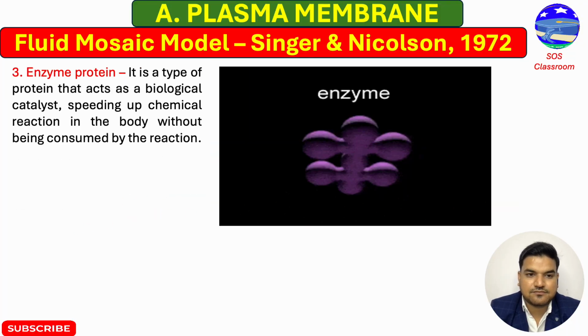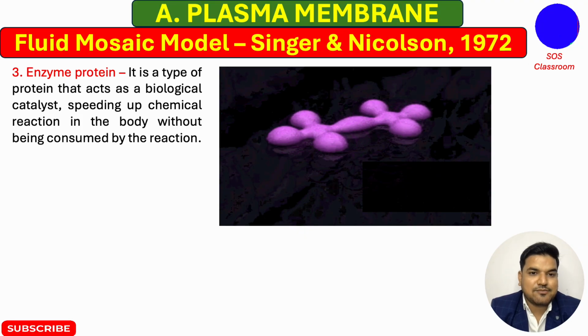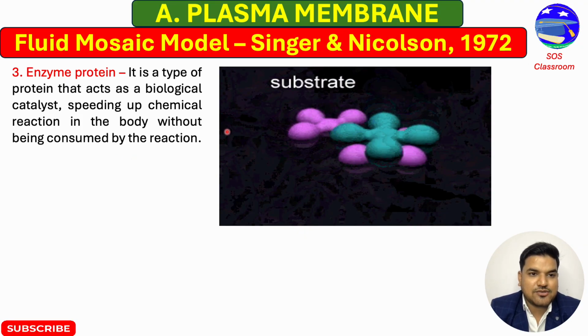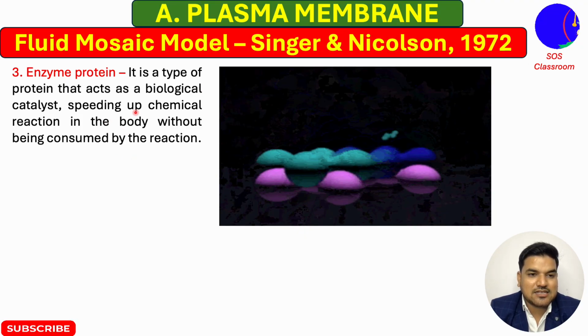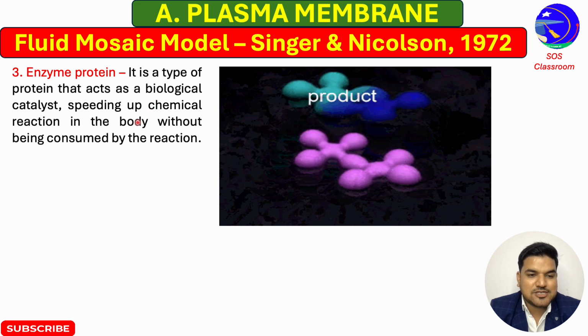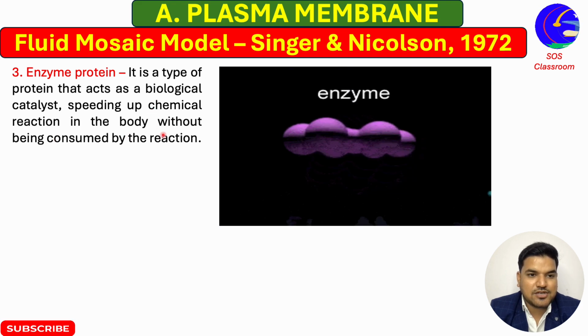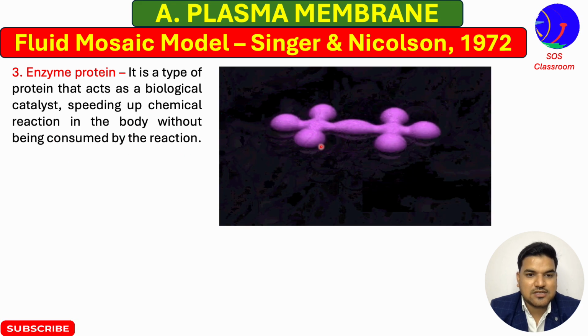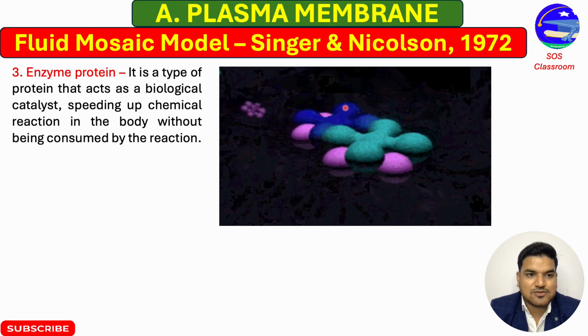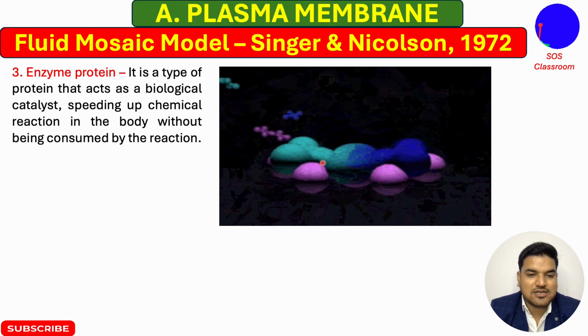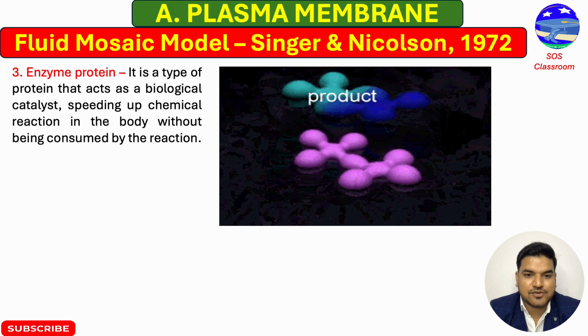Next is the enzyme protein. An enzyme protein is a type of protein that acts as a biological catalyst, speeding up chemical reactions in the body without being consumed by the reaction. So different types of enzymes are attached, with different types of functions performed by the enzyme protein.